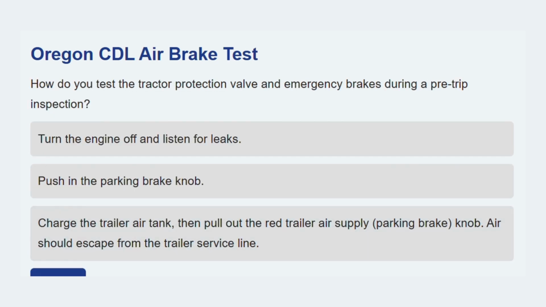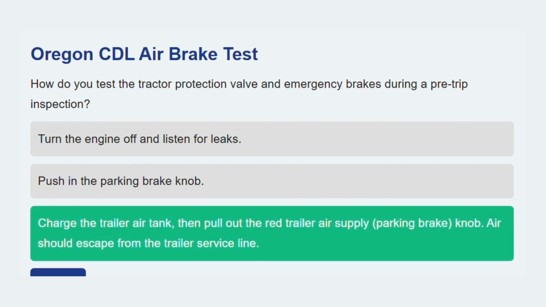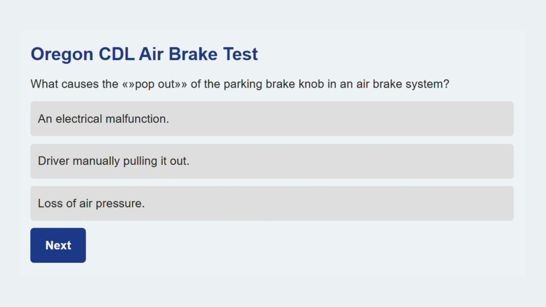Let's move on. How do you test the tractor protection valve and emergency brakes during a pre-trip inspection? Charge the trailer air tank, then pull out the red trailer air supply parking brake knob. Air should escape from the trailer service line. This confirms the valve's ability to isolate the tractor's air.